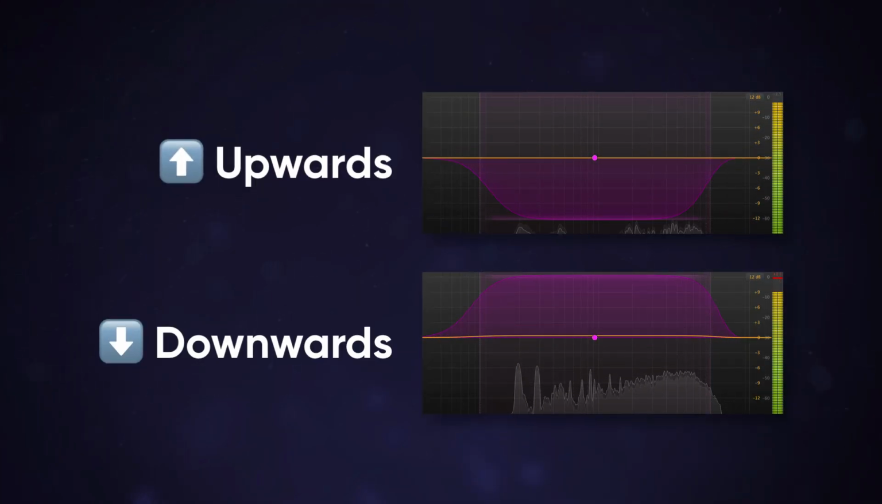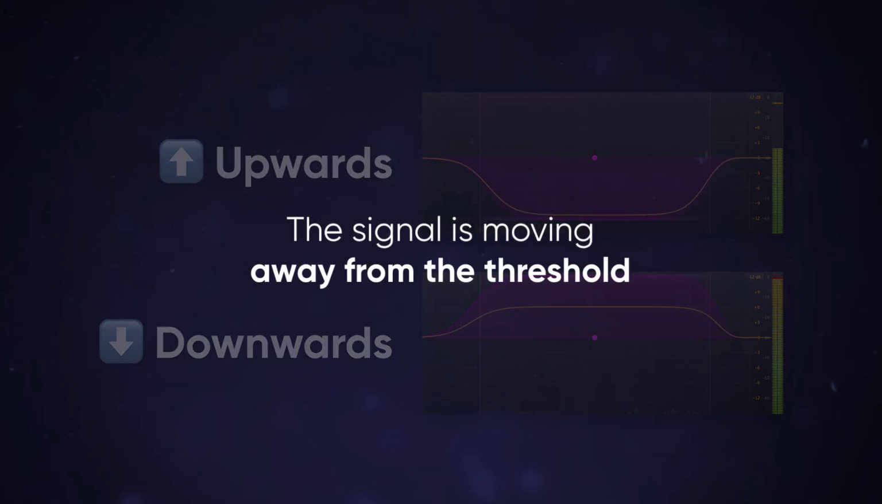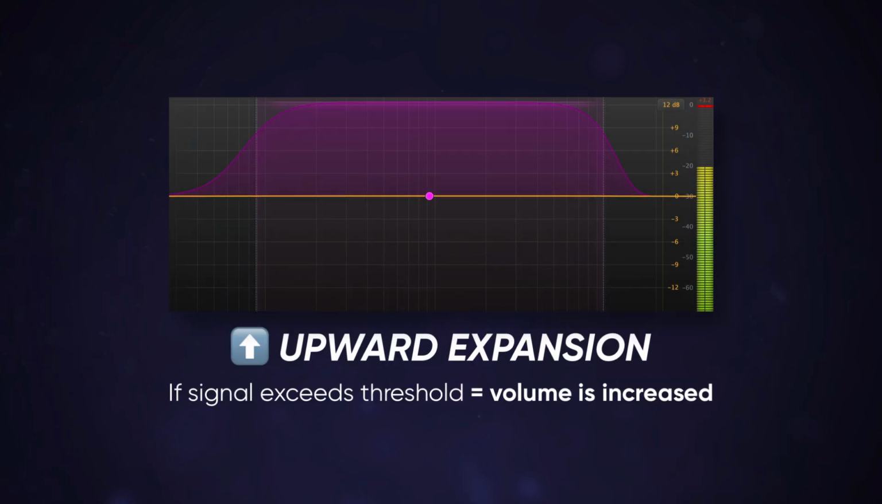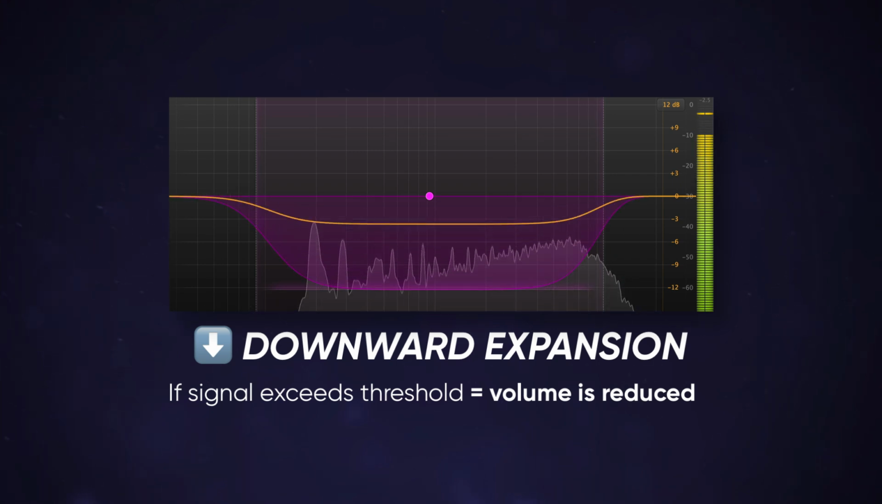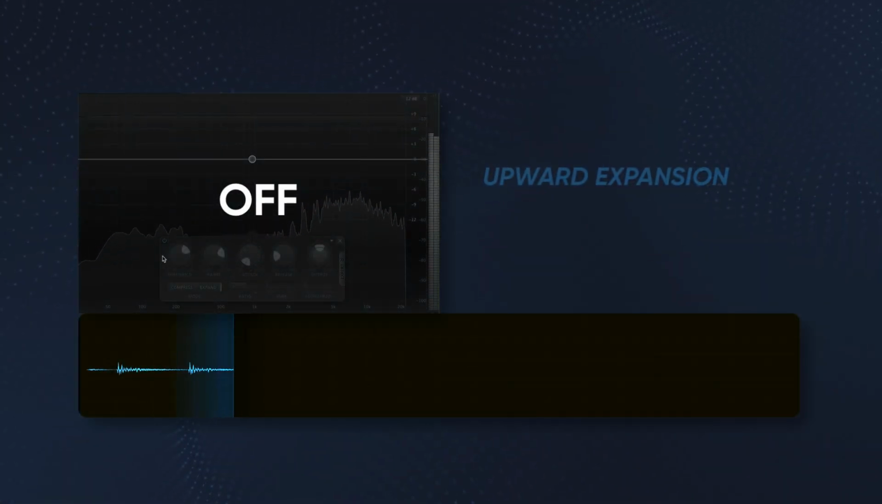Upwards and downwards expansion is the same idea, except the signal is moving away from the threshold. So if a signal exceeds the threshold, upwards expansion increases its volume. And if a signal is under the threshold, downwards expansion reduces the volume. Check it out.